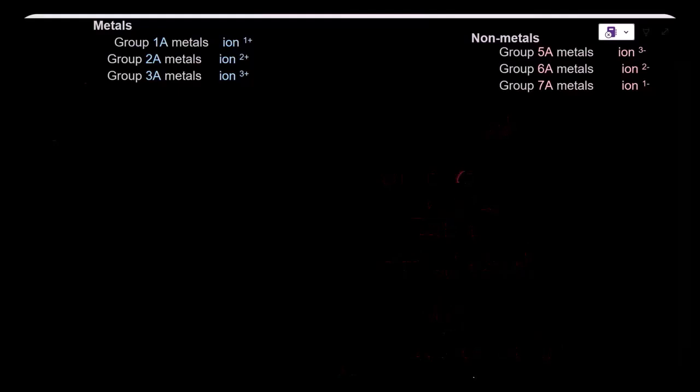So that would give us a total of 18 electrons. So the electrons would equal 18 and the protons would equal 17, leaving us a charge of -1. So chlorine would have a charge of -1 and sodium would have a charge of +1.